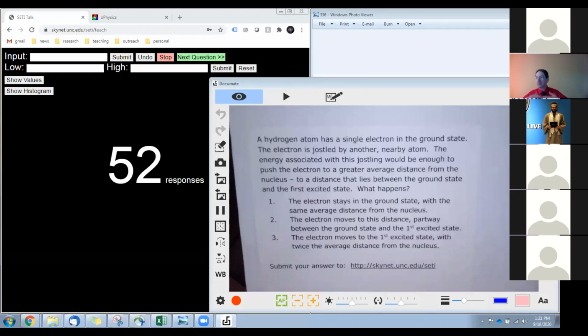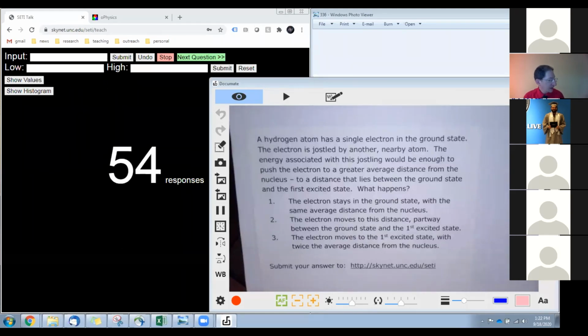nucleus. To move away from a charge, you have to inject energy, just like to move a rocket ship away from the Earth. You have to give it energy, or a satellite or something like that. And let's say the energy of this jostling is enough to send it about halfway between the ground state and the first excited state. In that case, what happens?